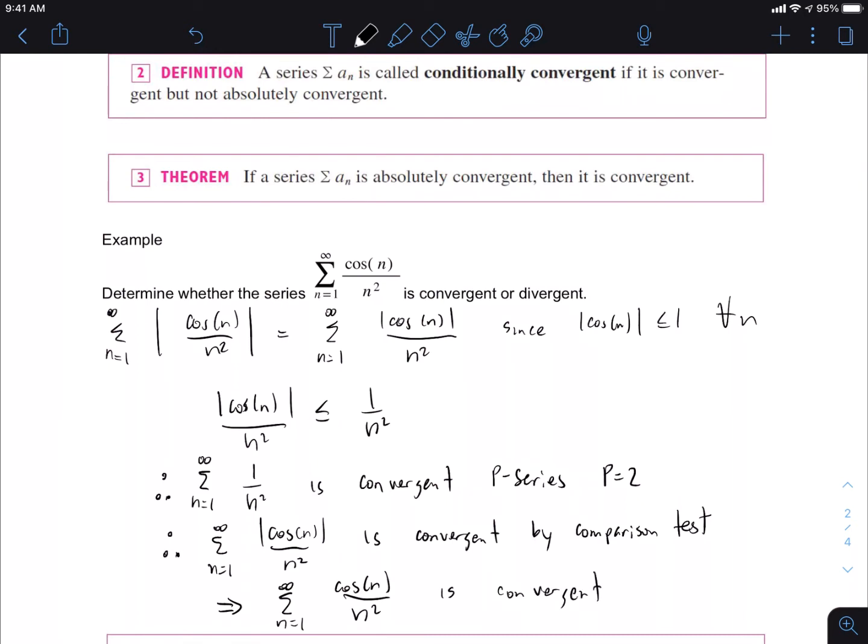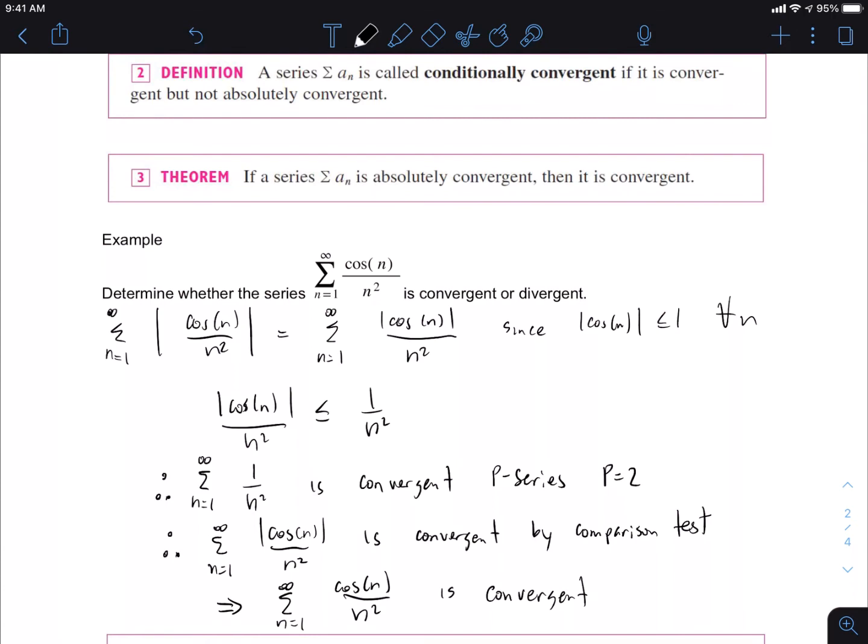So you can see there's a lot of reasoning that's going on here with these problems. And we're using information that we've had in the past to be able to help us move forward. So understanding your p-series is important, understanding comparison tests from the previous section, and then understanding that if something is absolutely convergent, then the non-absolute would also be convergent.